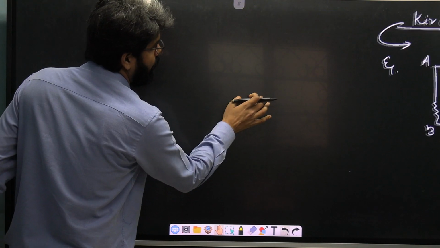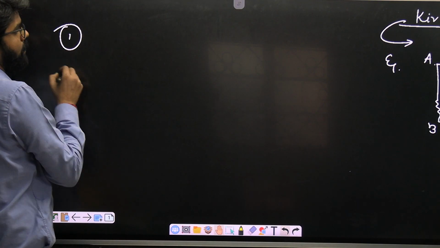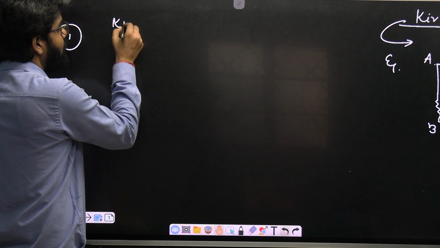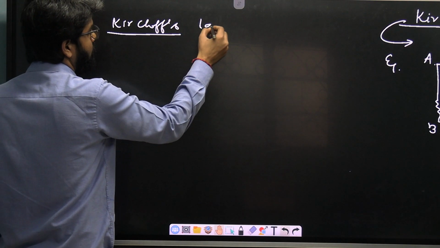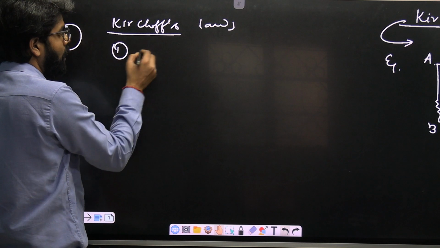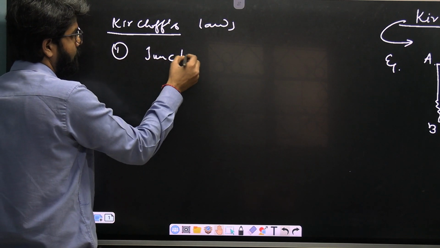So we'll use that one. But before that, what is Kirchhoff's law? It consists of two laws. What are those laws? Kirchhoff's laws. The first we call the junction rule.